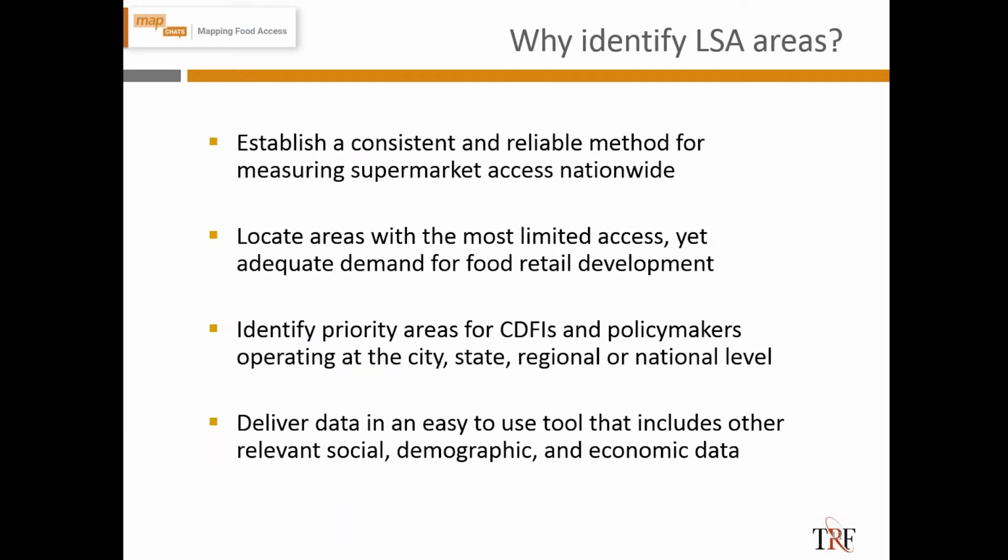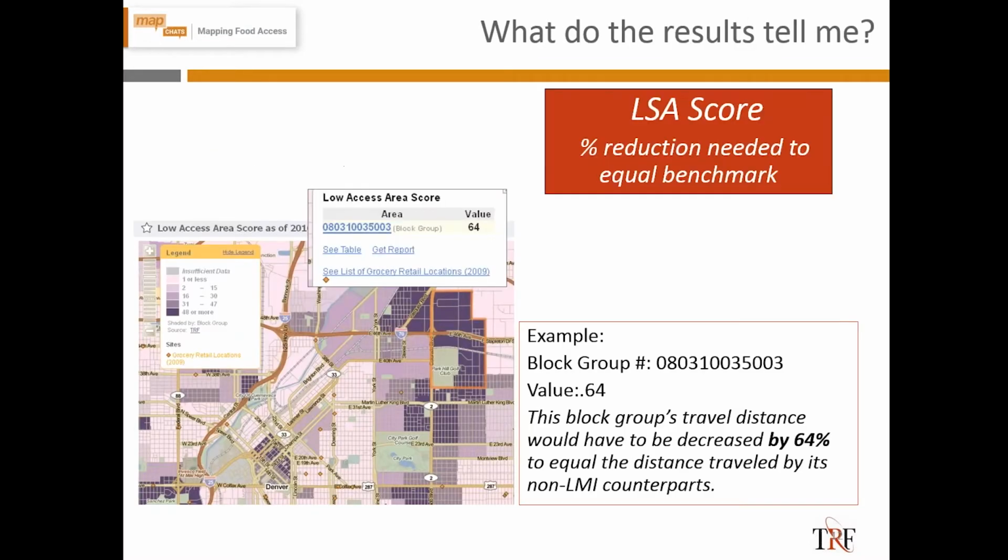In terms of why we want to identify LSA areas, back in the Fresh Food Financing Initiative in 2007, we wanted to establish a more consistent and reliable method for measuring access nationwide. We also wanted to identify areas where we would prioritize our financing of supermarkets and the communities in which we desire to serve. And so identifying those priority areas became a key part of our department's research tools. And we ultimately measure an LSA score. It's the extent to which an area has limited access, and that's how we can prioritize areas in terms of the severity of their low access.